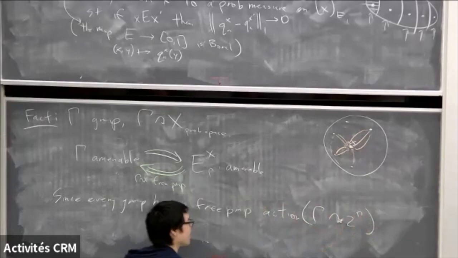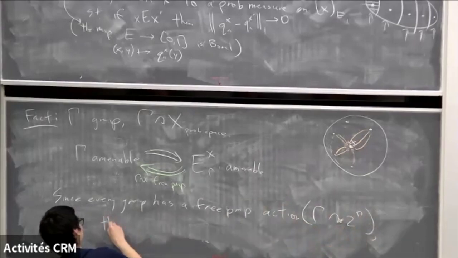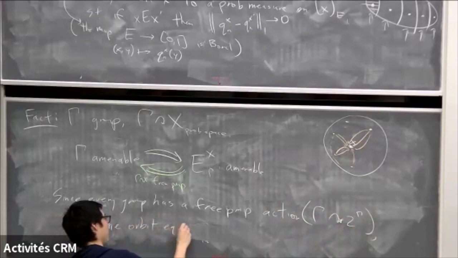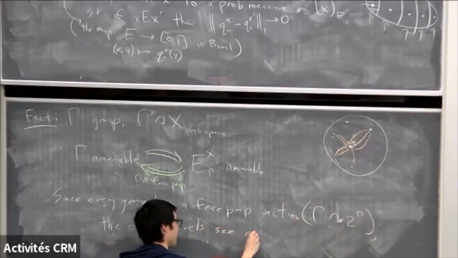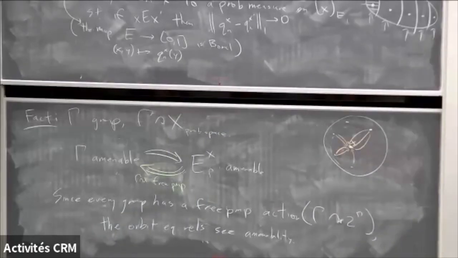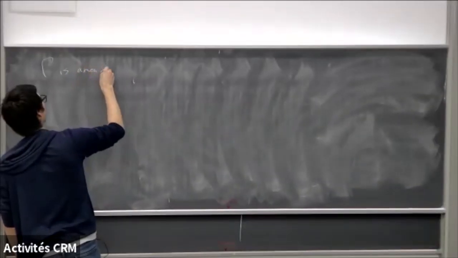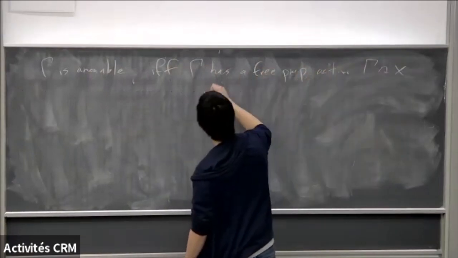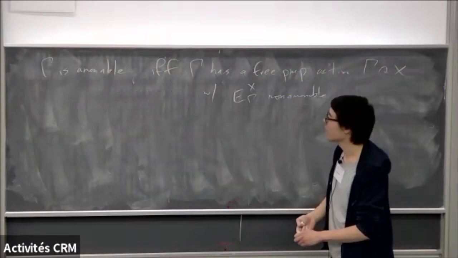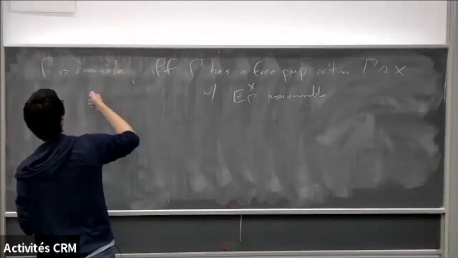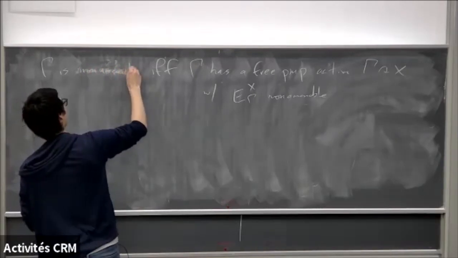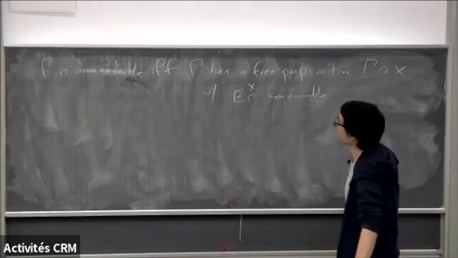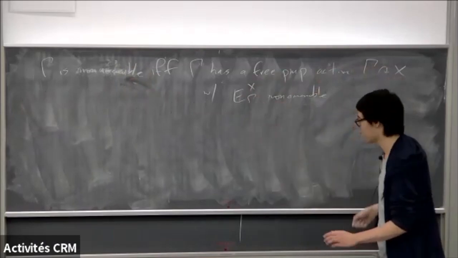So the orbit equivalence relations see amenability. In other words, you can tell if a group is amenable just by looking at the collection of all of its orbit equivalence relations. Maybe I'll make it precise because that's important. What I'm saying is that gamma is amenable if and only if gamma has a free PMP action with this equivalence relation non-amenable. It's non-amenable. Yeah, true. It's the exact opposite of what I said is true. That's great. Okay, so you can tell whether a group is amenable just by looking at all of its orbit equivalence relations, which is good.